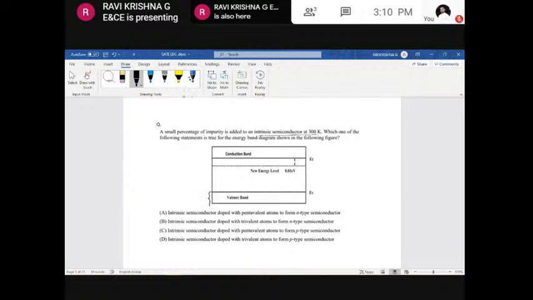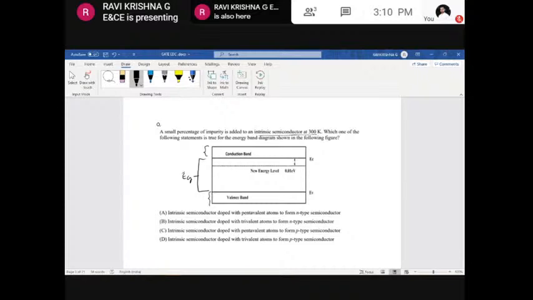The energy band diagram is given like this. This is your valence band and this is the conduction band. Here is the band gap of this particular energy band diagram. This is the band gap energy EG, and within this EG, one energy level is introduced. So here we need to take some conclusion from this diagram. A small percentage of impurity is added to the intrinsic semiconductor at 300 Kelvin. Which one of the following statements is true for this energy band diagram? Let's move on to the options.